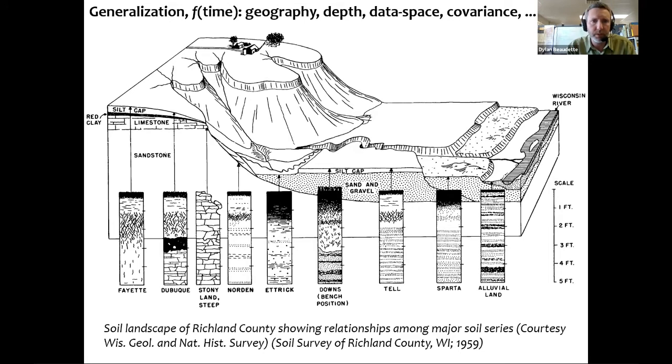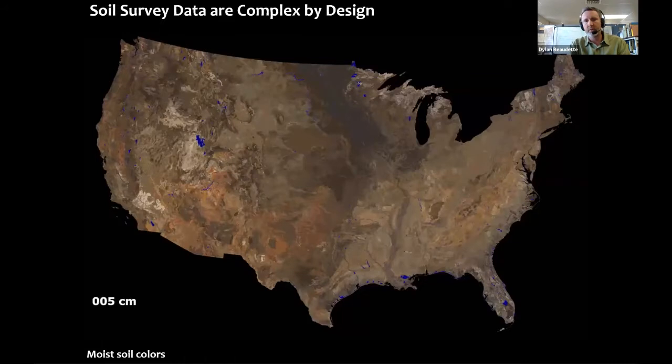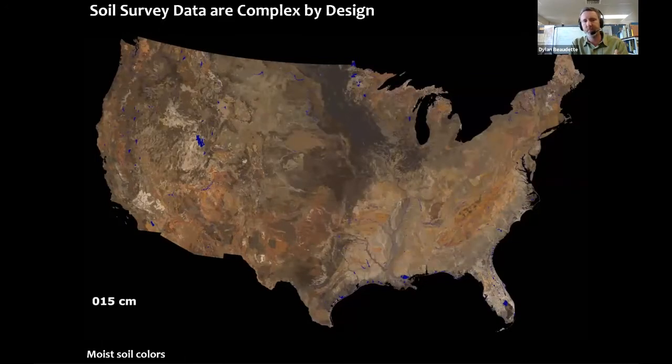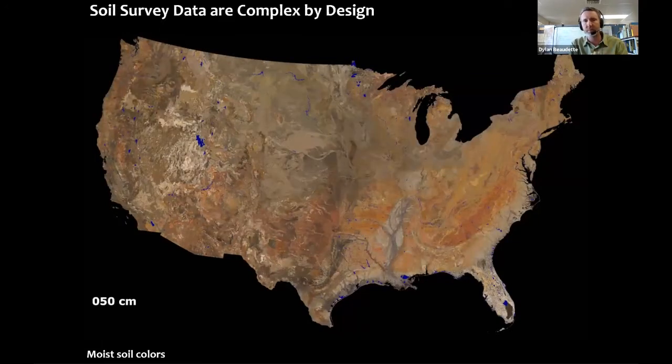And so what we're doing here is trying to come up with a system that allows us to generalize in space, to cut the landscape into pieces according to geomorphology, management constraints, and cut soil profiles up into individual horizons based on how those horizons are going to interact with energy and water and the addition of organic material and so on. So what we're grappling with in the US is a database that really is complex by design.